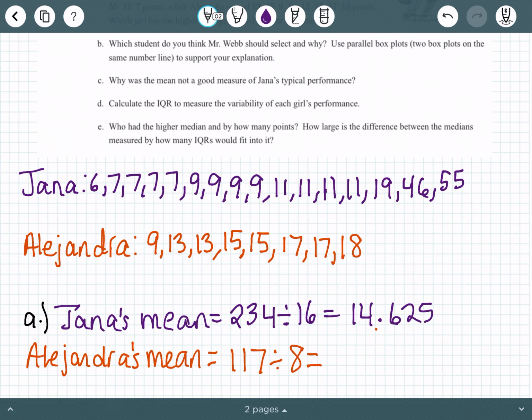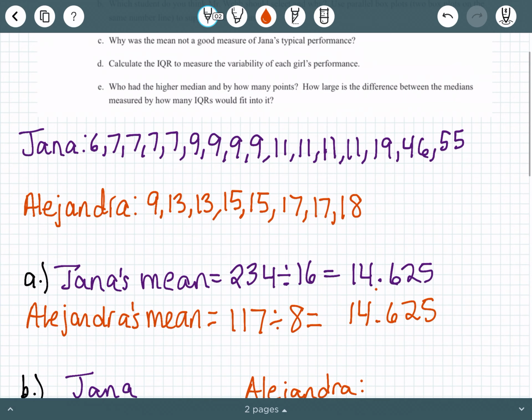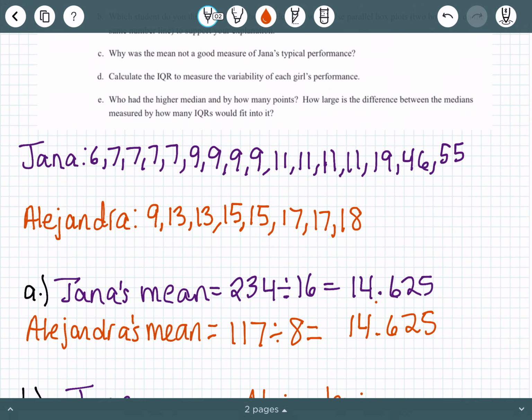And then for Alejandra, when we add up all of her scores, we get 117. And there were 8 scores total. So when we do that, interestingly enough, we also get 14.625 to the decimal. So we're going to say for part A that the girls have the same mean.